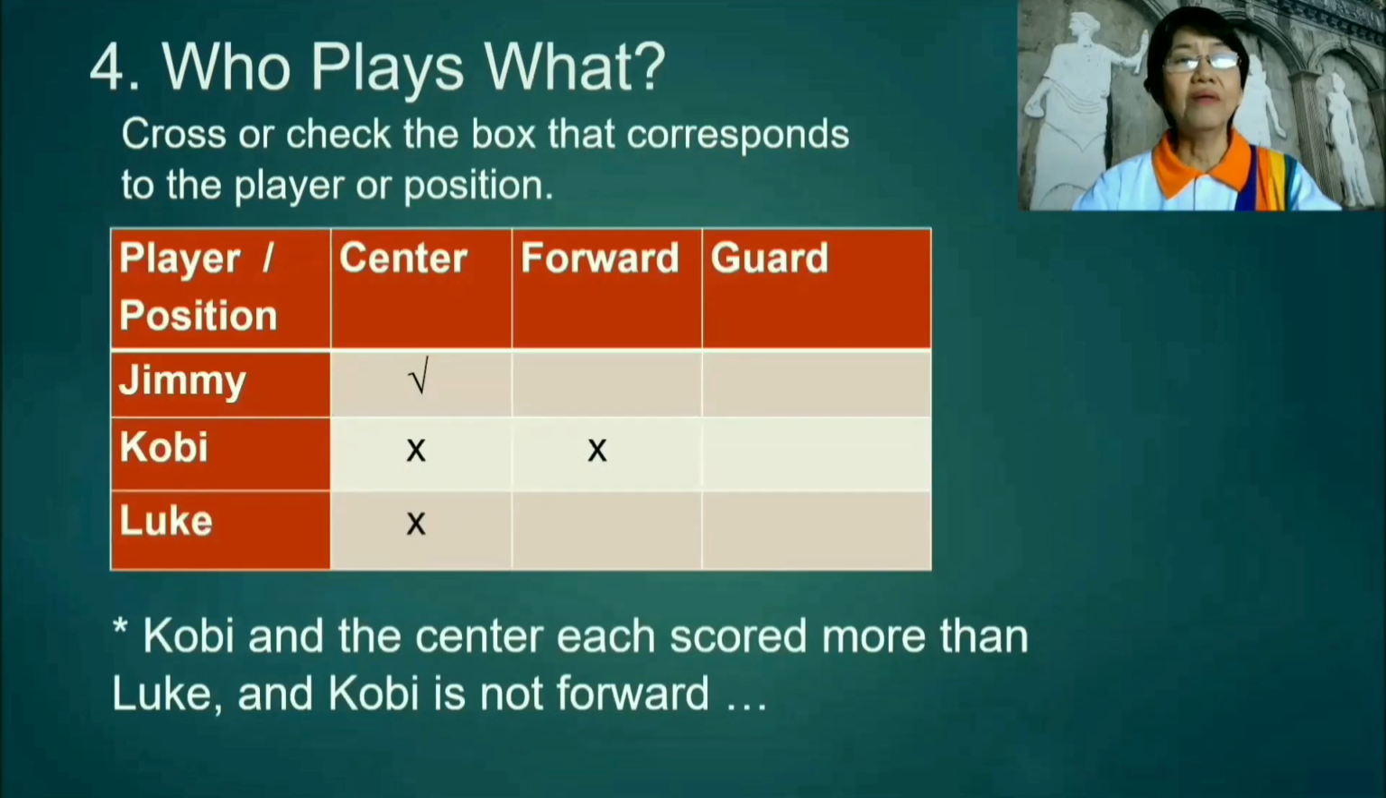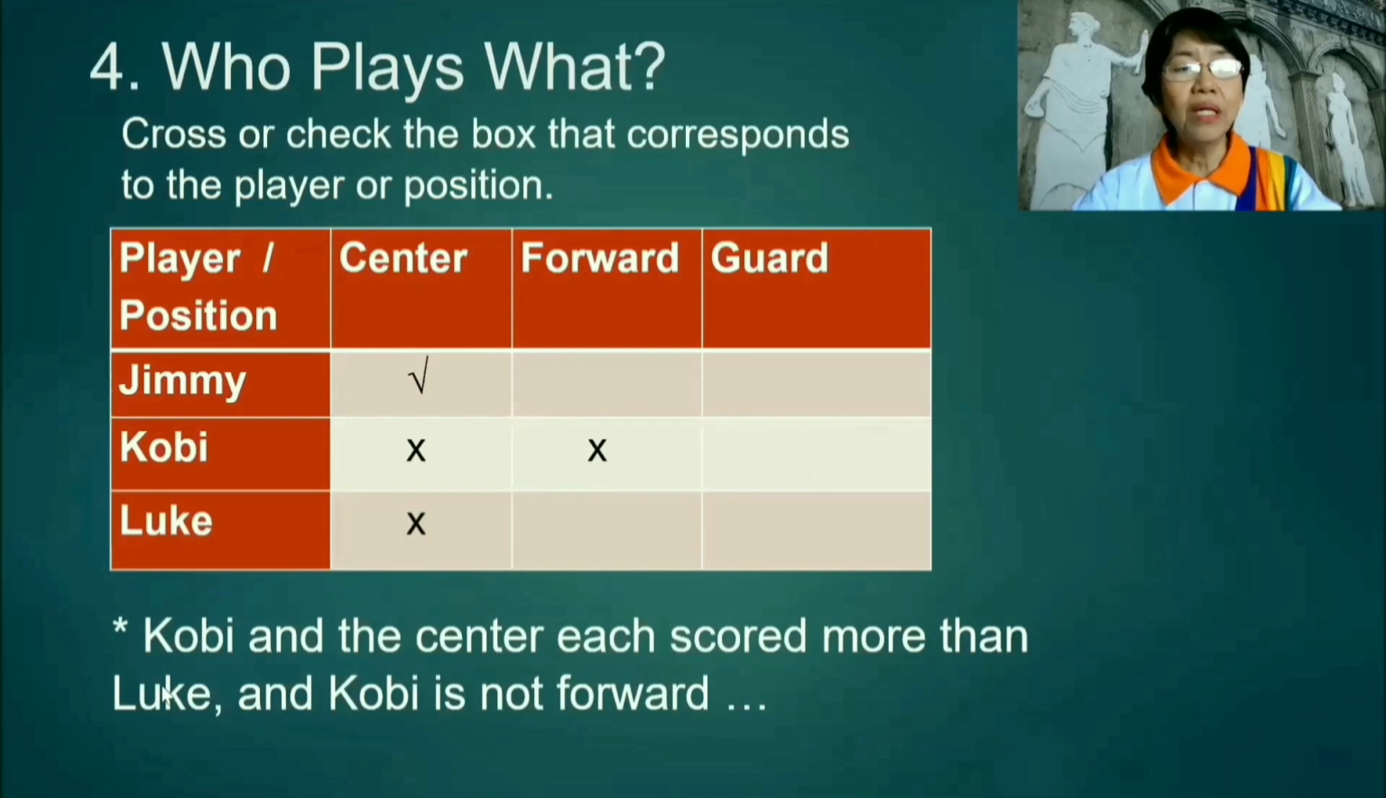So first, we cross or check the box that corresponds to the player position. The condition is Kobe and the center each scored more than Luke, and Kobe is not forward. So we look at the line representing Kobe. Kobe should not be the center because Kobe and the center each scored more than Luke. And Kobe is not forward, so we put an X on the column for center and put an X for the column for forward. And the only choice is that Kobe should be the guard.